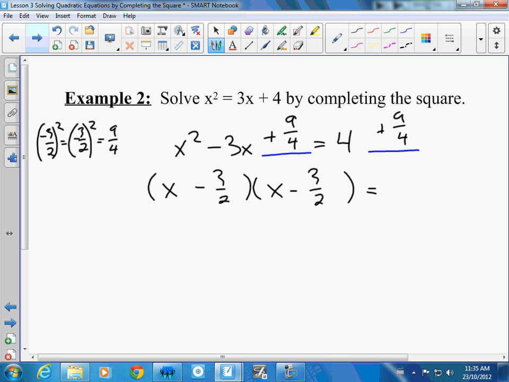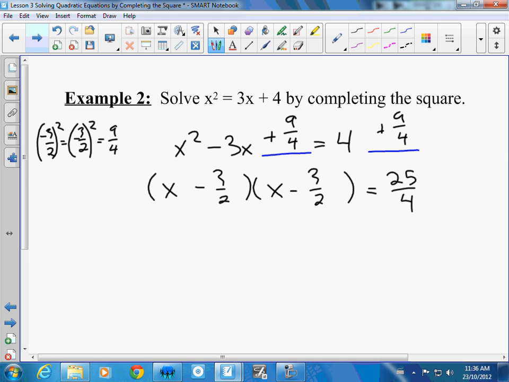What's 4 plus 9 over 4? 4, guys, it's 4 over 1, right? Make it a common denominator of 4. 16 over 4. So 16 over 4 plus 9 over 4 is 25 over 4. You see, it's fractions, but the steps are still the same. That hasn't changed.